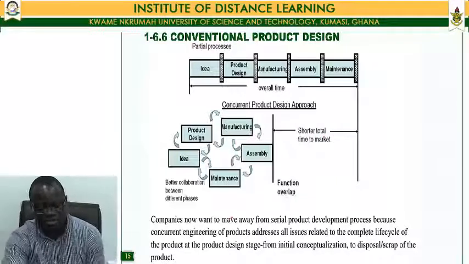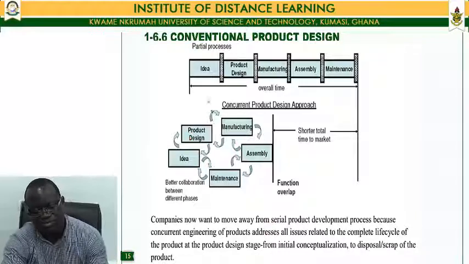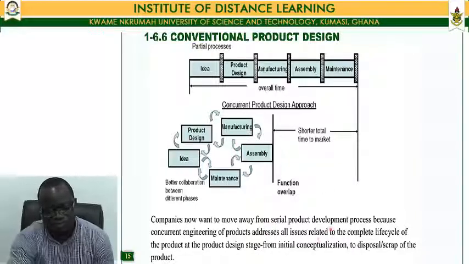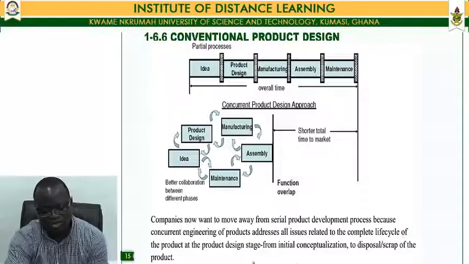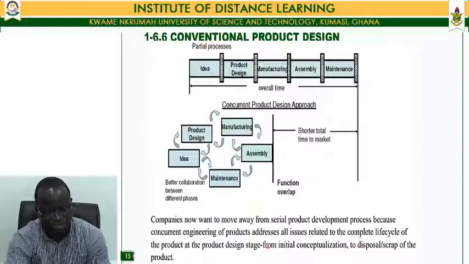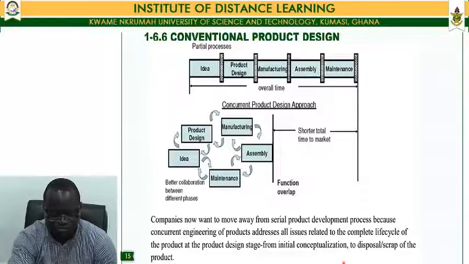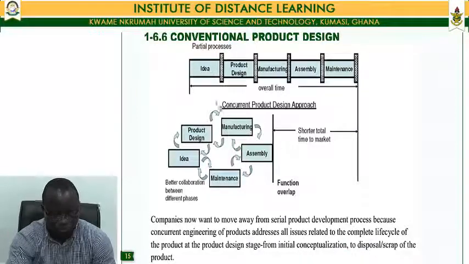So now companies want to move away from the serial, this is what we call the serial product development process, because concurrent engineering addresses all issues related to the product life cycle at the product design stage, from the concept to the disposal.